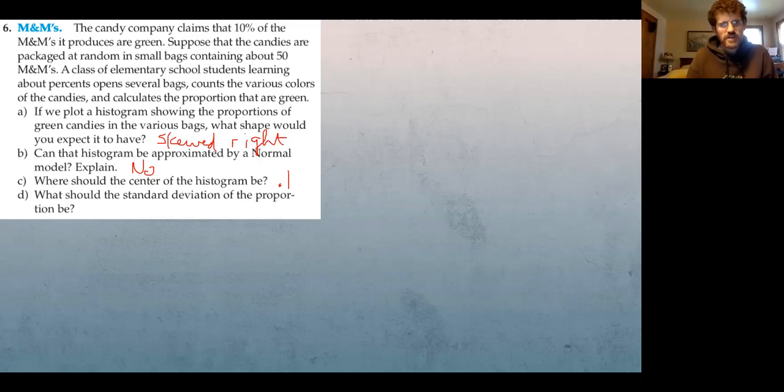What should the standard deviation of the proportion be? And now we're just doing our calculation, which is the square root of p times 1 minus p all over n, and all that fun stuff. And I got 0.0424.